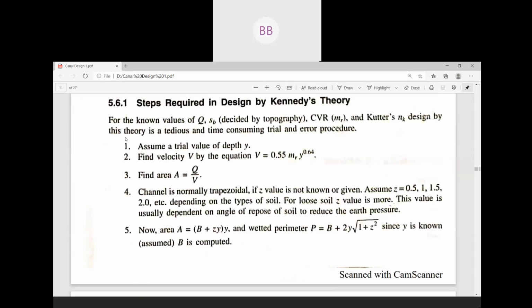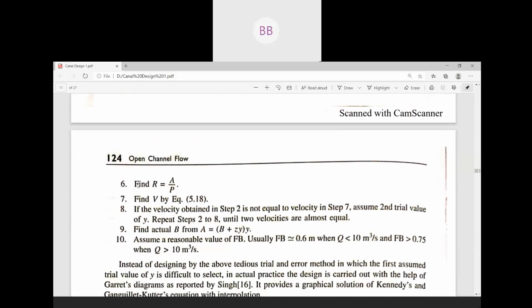See, in the first step we assume a depth of flow, then we find out the velocity by using this equation, that is 0.55 multiplied by critical velocity ratio multiplied by y to the power 0.64. Then we find out the area, then we assume the z value, then in the fifth step we find out the width of the channel and wetted perimeter. Then in the sixth step we find out the hydraulic mean depth or hydraulic radius, A by P.